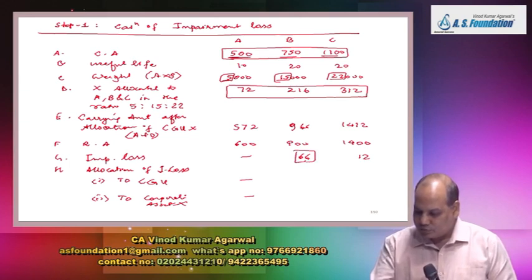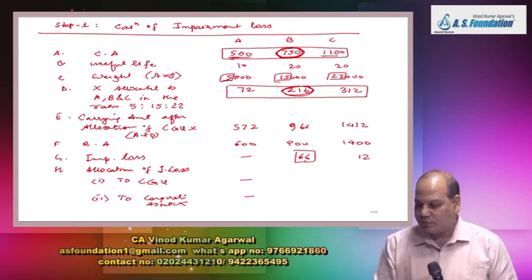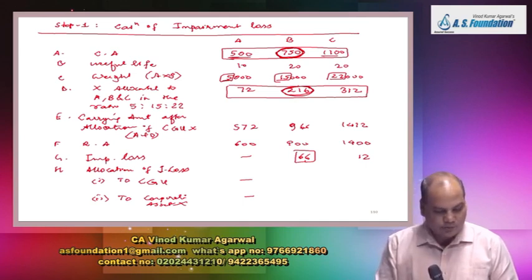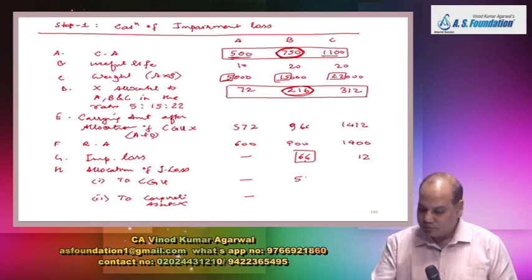This 66 we have to apportion in the ratio of 750 is to 216. So take on your calculator, 750 divide by 966 into 66. Is it 51? And for corporate asset, 216 divided by 966 into 66, 15. Or if you don't have time, take it as a balancing figure.